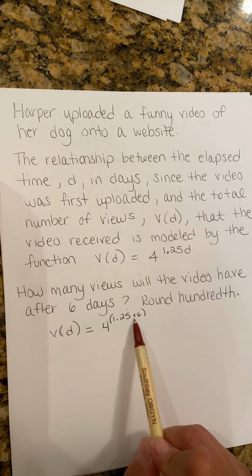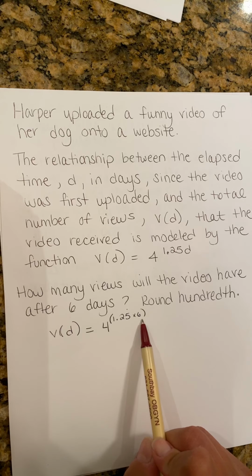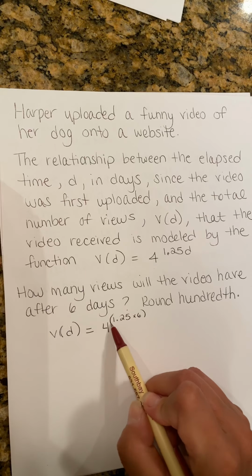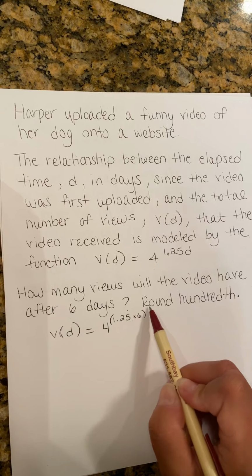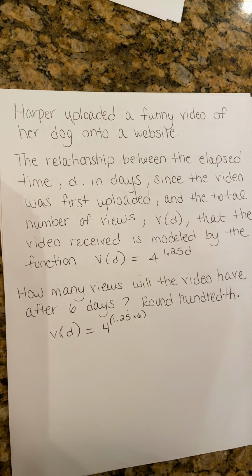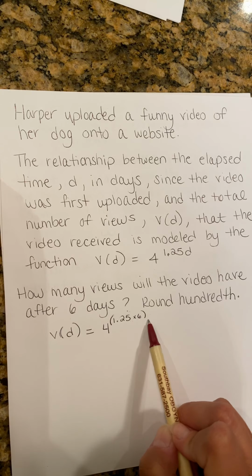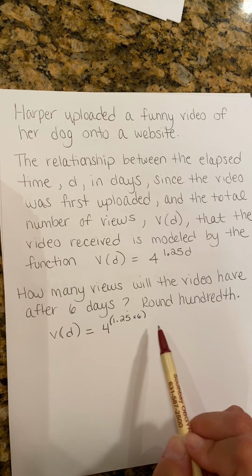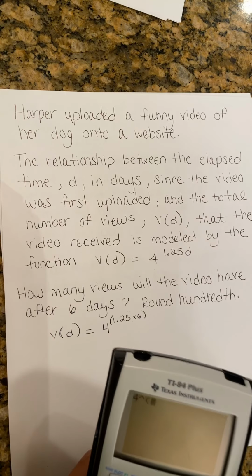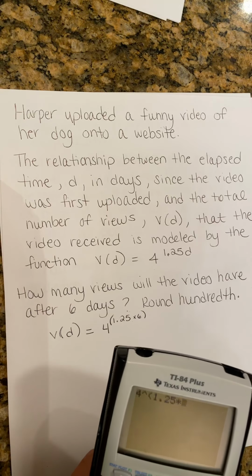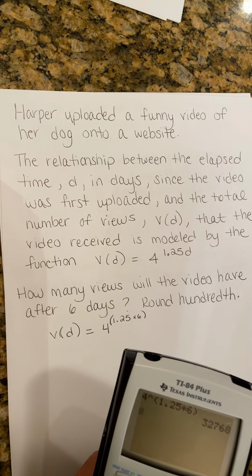Now you want to be careful. When you have 2 numbers in your exponent multiplied, you never want to do open parenthesis, close parenthesis, open parenthesis, close parenthesis. So you don't want to ever separate them into 2 separate parentheses because you will actually get the wrong answer in your calculator. What you want to do is just open up one parenthesis, do 1.25 times 6 in the same parenthesis, and then just close it out. Okay, so I'm going to do 4 raised to the 1.25 times 6.